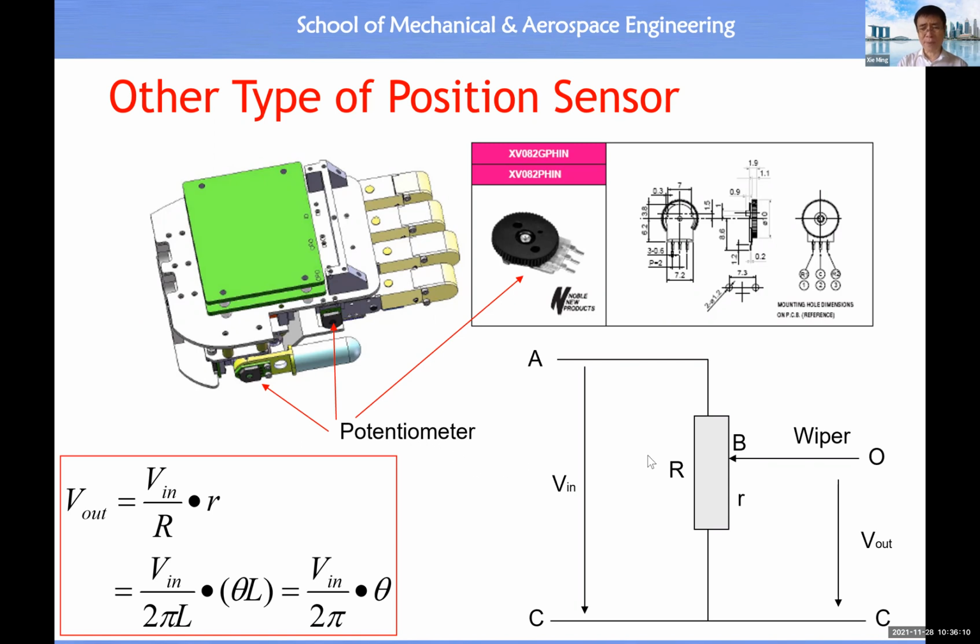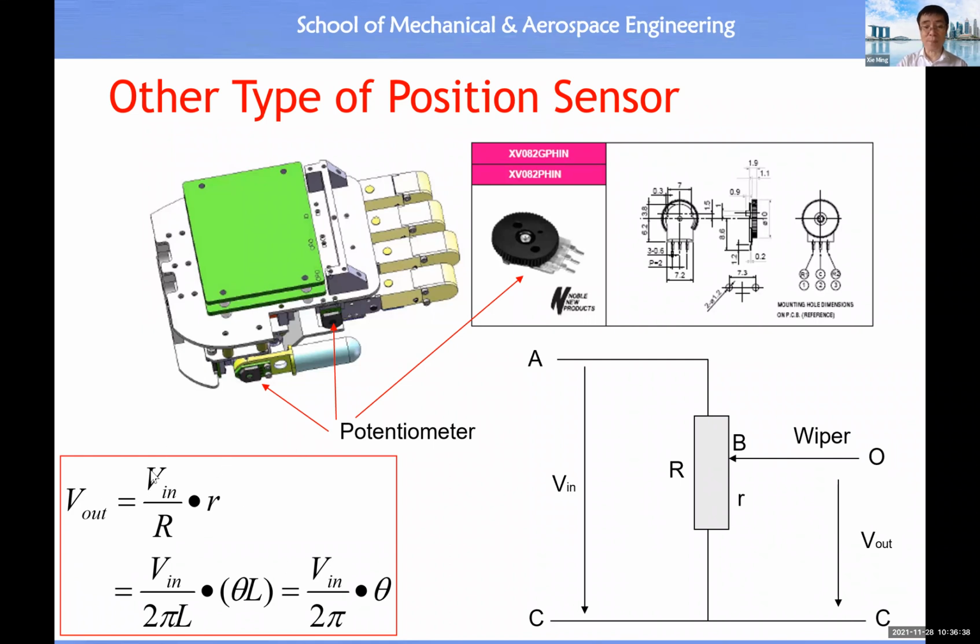And the working principle is to relate the output resistance to the position of the wiper, because the wiper is a moving element. It will move with a robotic joint or other moving link. When this moves, the output resistance will change. If you supply a current, then the output voltage will change. And this is the relationship.